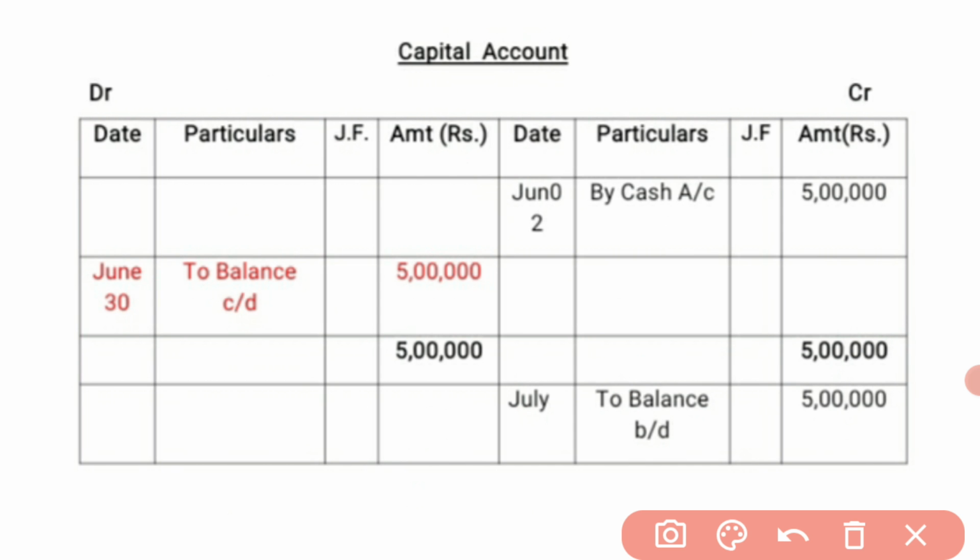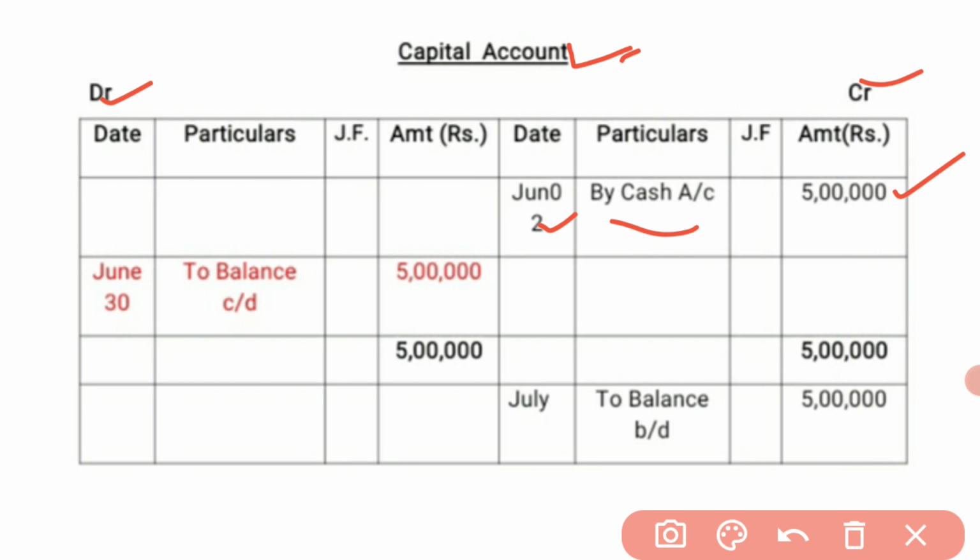So here we can see, write the name of the account, then write the format by writing debit and credit. Then here on June 2, capital account is credited. So by cash account 5 lakh rupees. So only one transaction is there related to capital account.